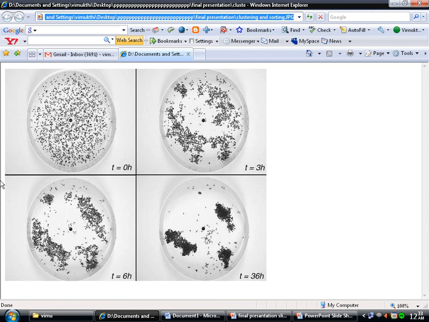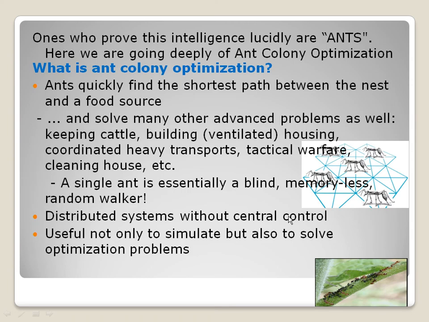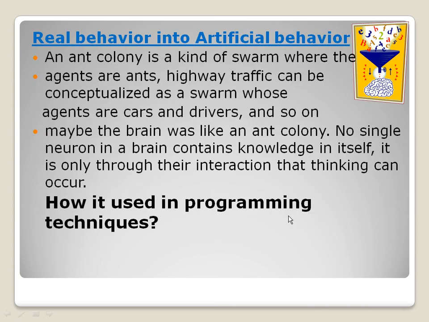As you can see here, at the initial stage, when t equals 0, the ants are not organized; they are just random workers. But as time moves on, they behave in a very organized way to achieve a common goal. Moving to the next slide, real behavior into artificial behavior.